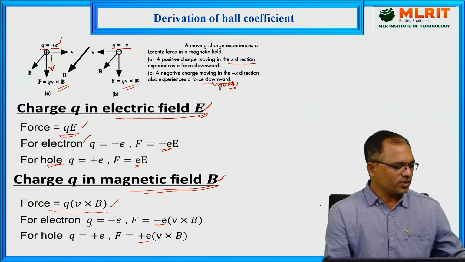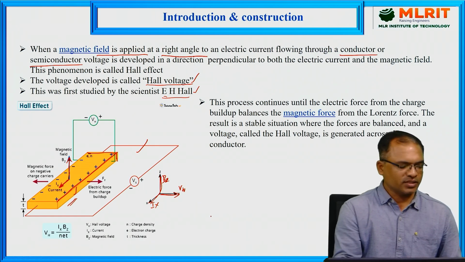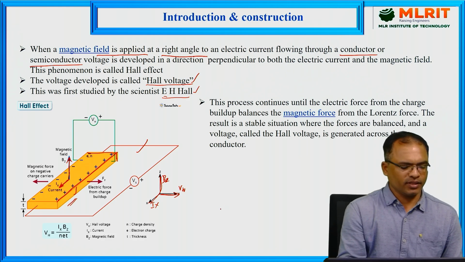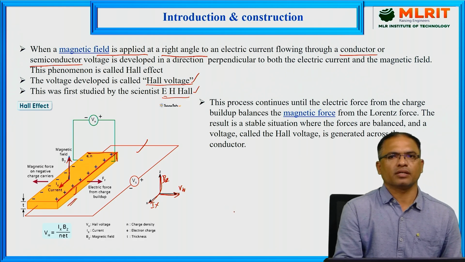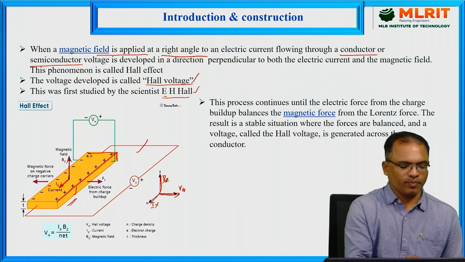That is how charge separation is taking place. On one side, negative charge is accumulating. On the other side, positive charge is accumulating. Because of this accumulation of charges, voltage is developing.